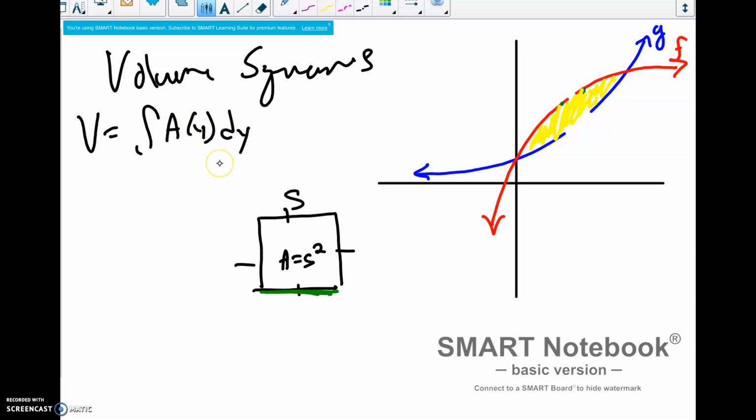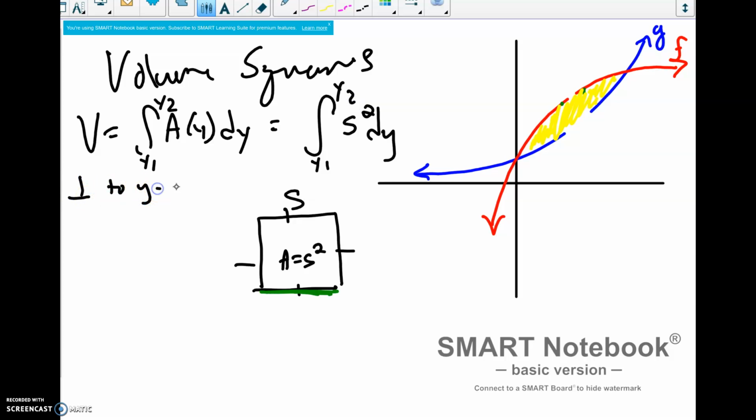dy is the integral of area, which gives you volume from y1 to y2, and in this case that's going to be the integral of s squared dy from y1 to y2. This is if the base of my cell is perpendicular to the y-axis. So perpendicular to the y-axis would be going this way, right? Horizontal is perpendicular to the y-axis, so I need this horizontal distance.